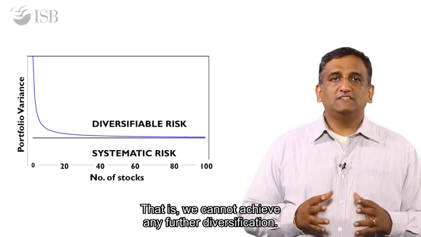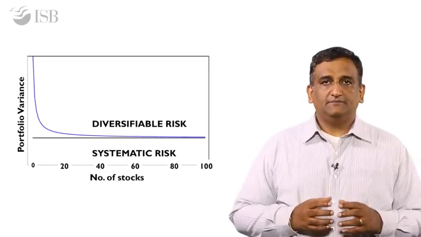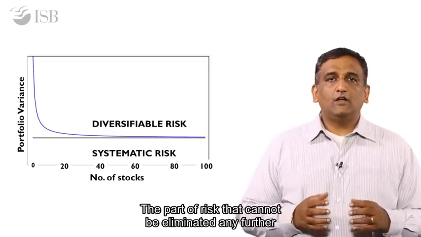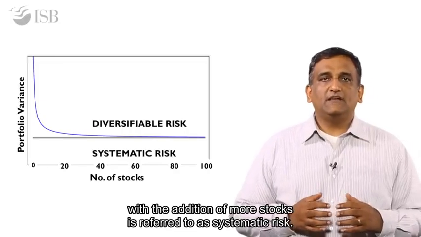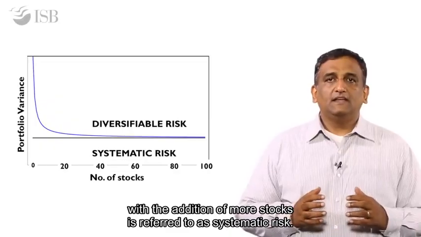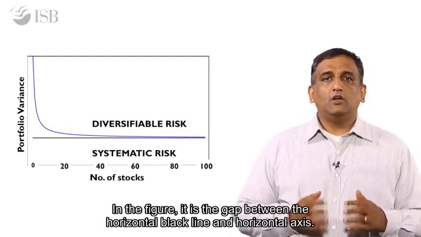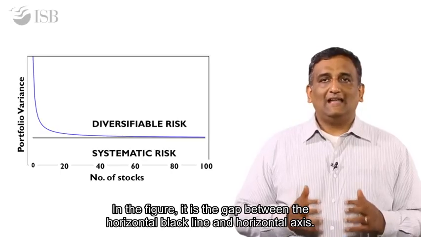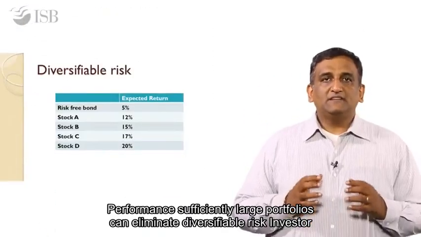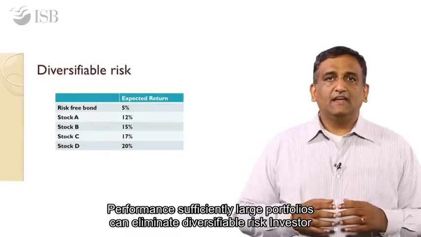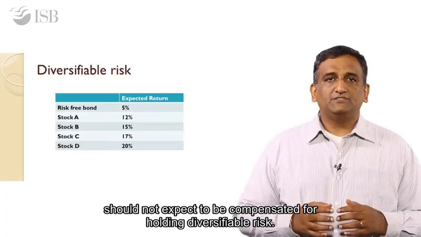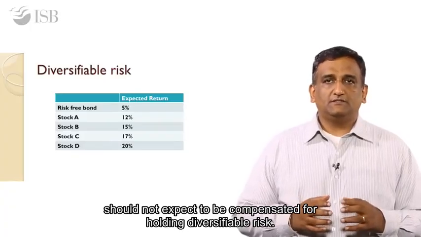That is, we cannot achieve any further diversification. The part of risk that cannot be eliminated any further with the addition of more stocks is referred to as systematic risk. In the figure, it is the gap between the horizontal black line and horizontal axis. If forming sufficiently large portfolios can eliminate diversifiable risk, investors should not expect to be compensated for holding diversifiable risk.